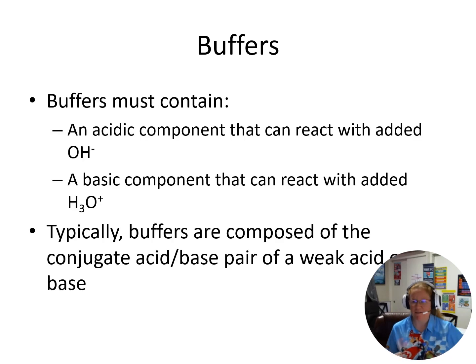So what we have to have is a component that will react with added hydroxide, so we have an acid. We have to have a component that will react with added hydronium, so we have a basic component. Typically, to do this, we use a weak acid, weak base conjugate pair, and so we've got both the acid component and the base component.